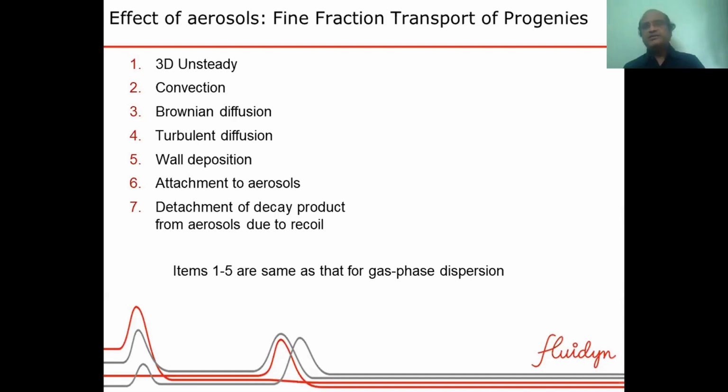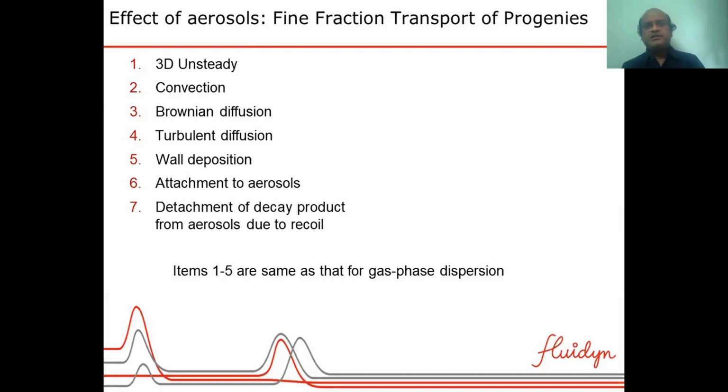Decaying emits an alpha particle. It is like shooting a gun, and there is a recoil, and then the decayed product can get detached. It is called detachment due to recoil. So a lot of processes are involved.